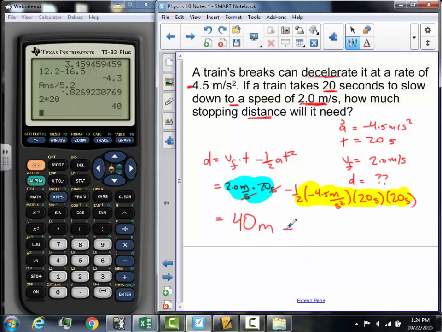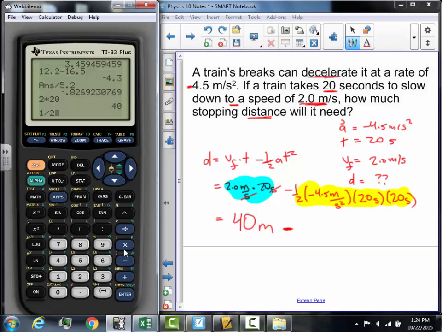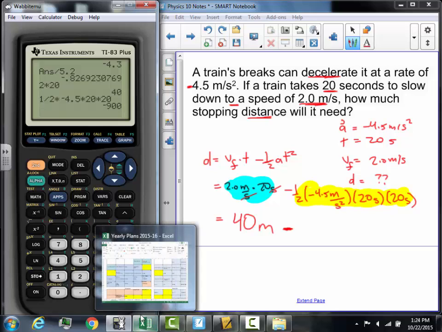Now I'm going to put a subtract sign, and I'm going to put all of the stuff in yellow together. So I'm going to do 1/2. I'm going to times it by negative 4.5. I'm also going to times it by 20. And I'm going to times it by 20 a second time. So you get... I got negative 900. That actually sounds right. Anybody else get negative 900?